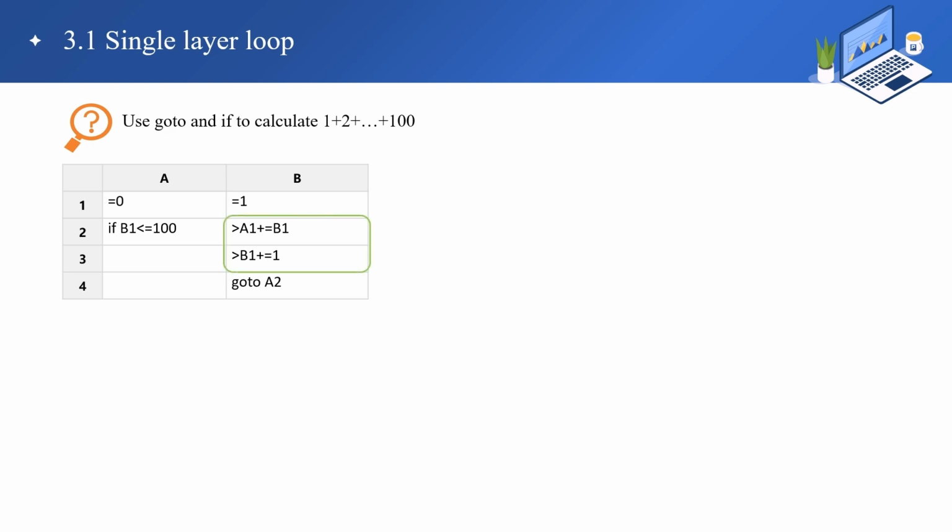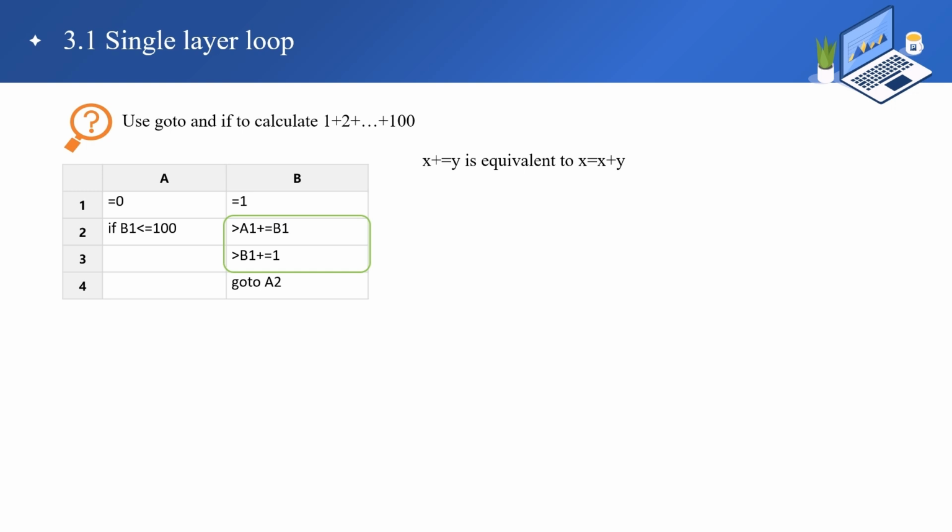Here A1 += B1 is equivalent to A1 = A1 + B1. Similarly, B1 += 1 is equivalent to B1 = B1 + 1. This is a simplified way of writing in C language. This style is retained in SPL. X += Y is equivalent to X = X + Y. Similarly, subtraction, multiplication, division can be written like this, but addition is the most commonly used.